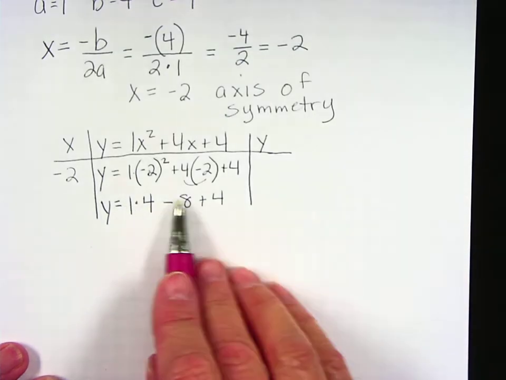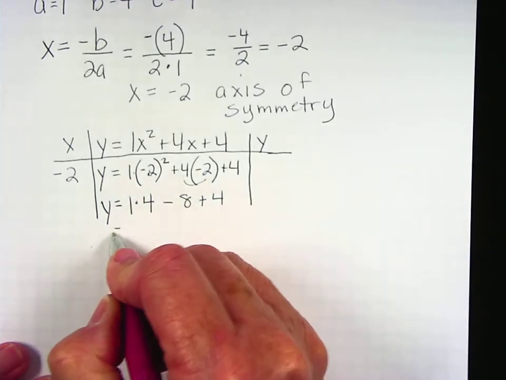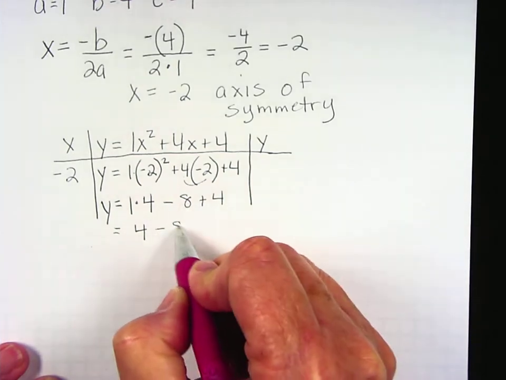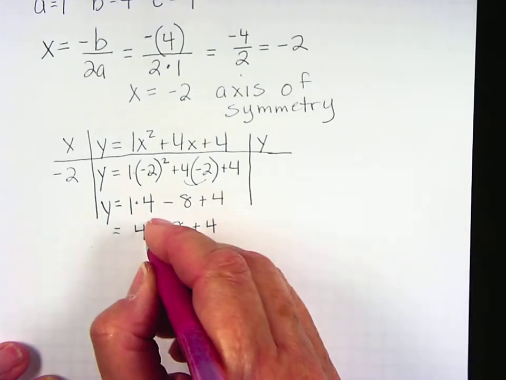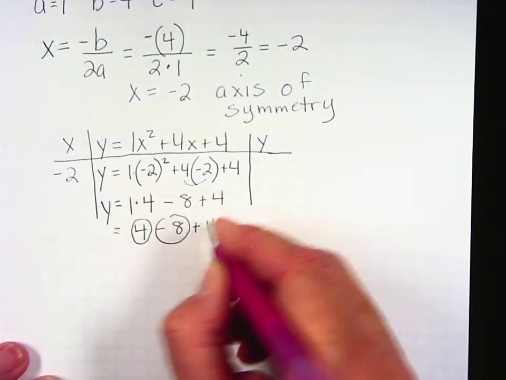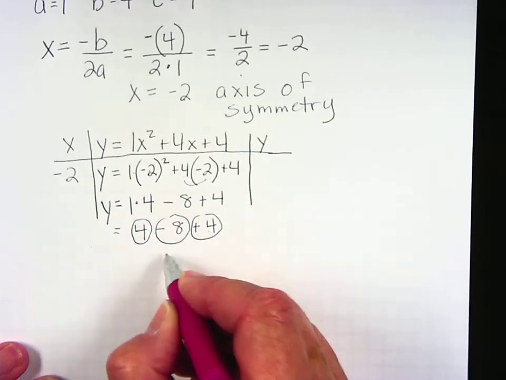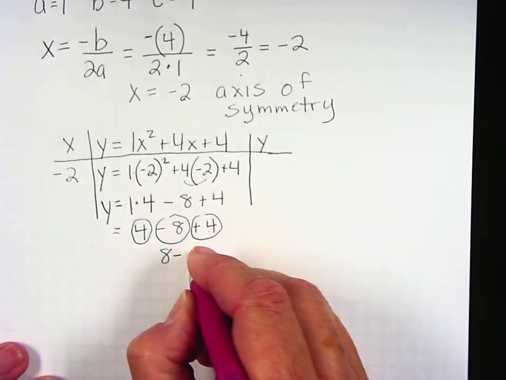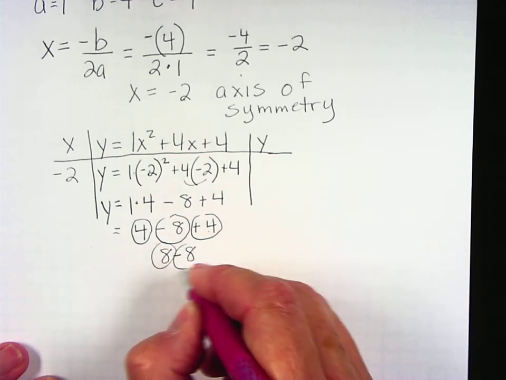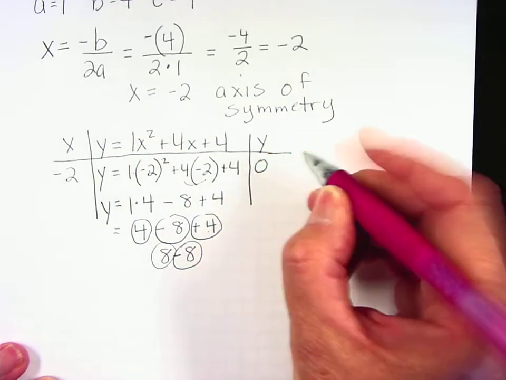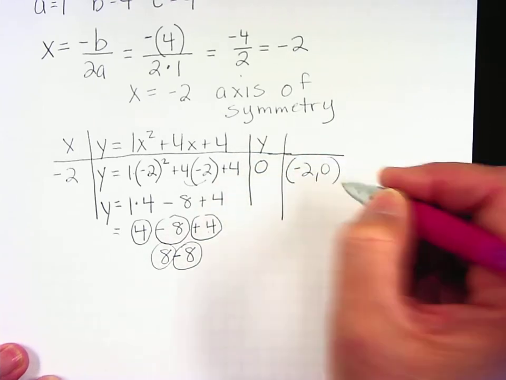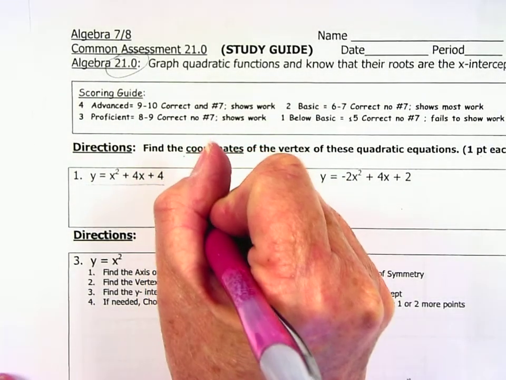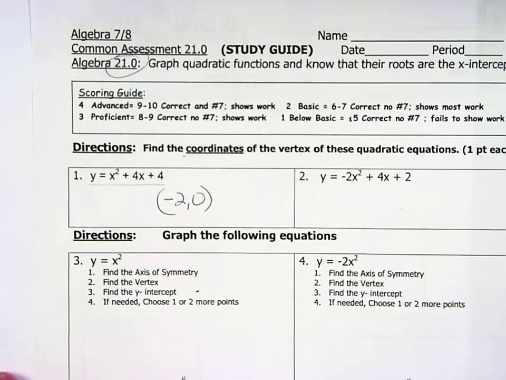Now you have multiplication, subtraction, addition. You have to multiply first. So this is 4 minus 8 plus 4. So I'm going to combine my terms now. I notice that when I combine my positives, I have 8 positives and I have 8 negatives, and those are going to cancel each other out completely. So negative 2 and 0 are the coordinates of my vertex. So here I'm going to put (-2, 0) as the coordinates of my vertex.